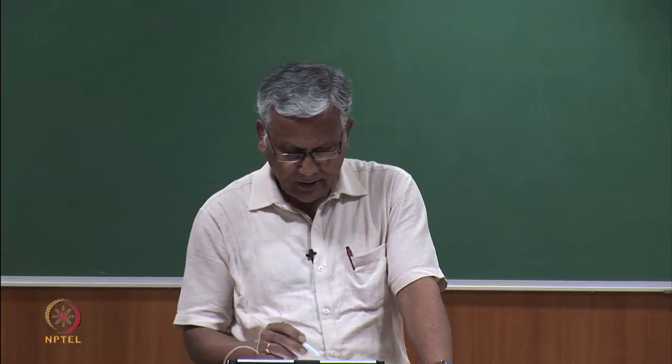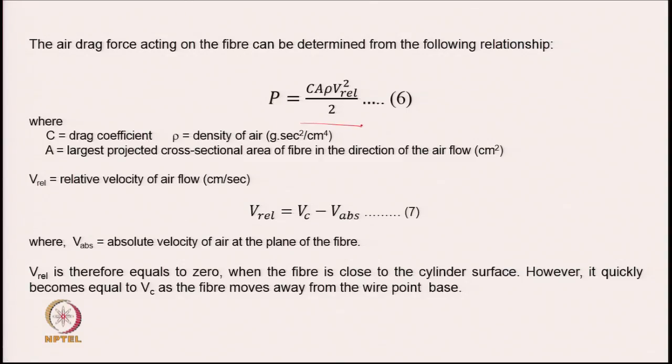the fiber. The air drag force can be stated by this formula, that is, it is half C A rho V relative square, where C is the drag coefficient, rho is the density of air, A is the largest projected cross sectional area of the fiber in the direction of the airflow, V relative is the relative velocity of the airflow. So, V relative is V c minus V ab, where V ab is the absolute velocity of the air at the plane of the fiber.